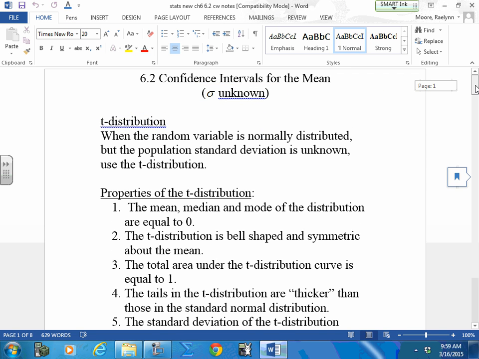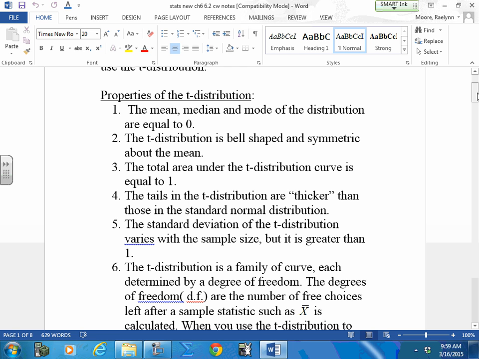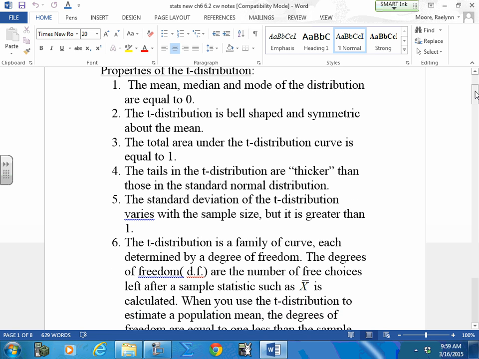So now, the properties of your t distribution. You have a mean, median, and mode. It looks like your old curves do. Mean, median, mode in the middle. It's bell-shaped, it's symmetric. The area under the curve is 1. The tails, this is important, the tails in the t distribution are thicker than those in the normal distribution. And the standard deviation will vary in your t, but as the sample size increases, you'll see it come more together.